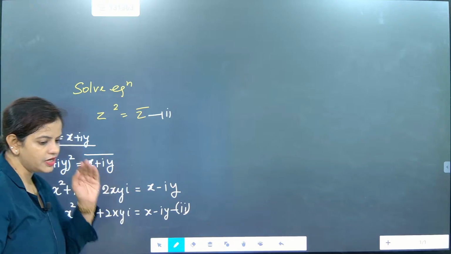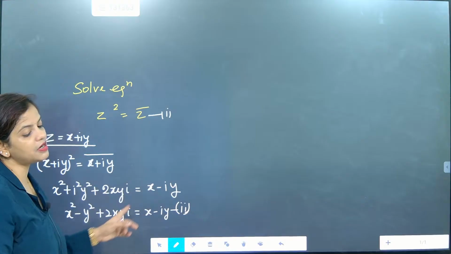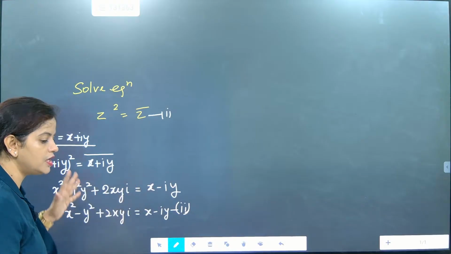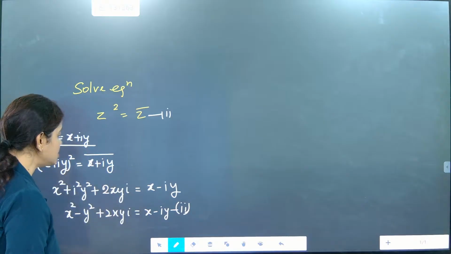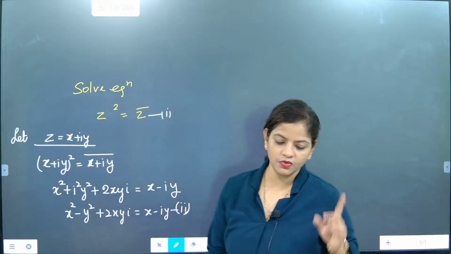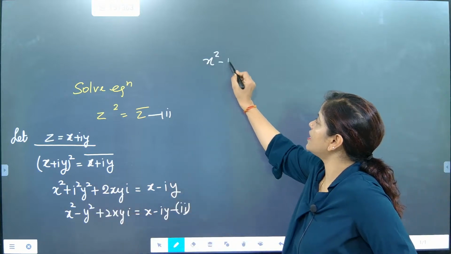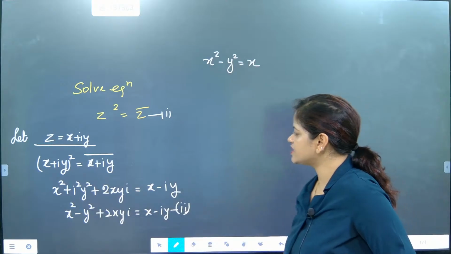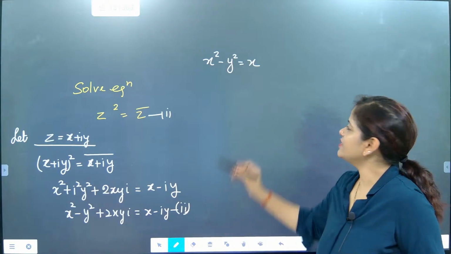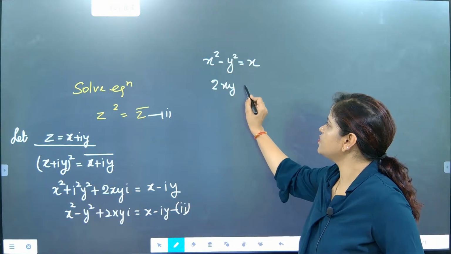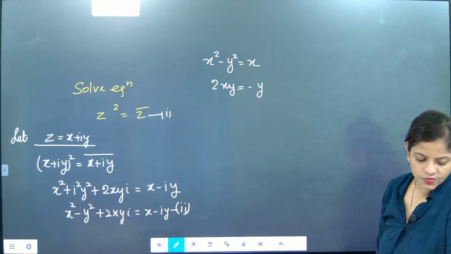Now, beta, whenever any question like this is given, the real part will be equated to real and the imaginary part will be equated to imaginary. That's the only mantra you have to follow. Understood or not? Don't forget this one. So real will be equated to real: x square minus y square equal to x, beta. Imaginary equated to imaginary: 2xy equal to minus y, beta. Come on, go for it. So 2xy equal to minus y.